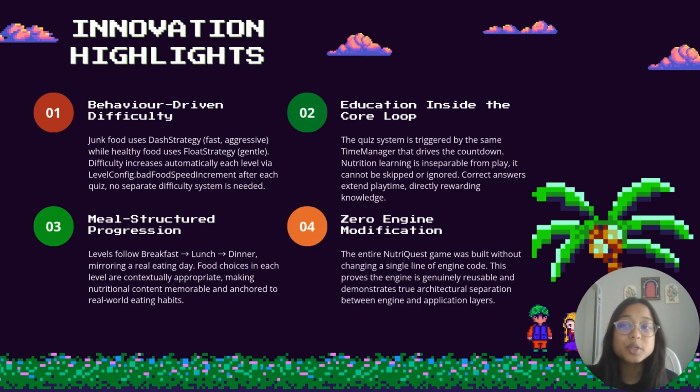Third, the game uses meal-based progression: breakfast, lunch, and dinner, which makes the content more relatable to real-life eating habits. And finally, we built all of this without modifying any engine classes. This shows a clear separation between engine and game, and demonstrates that our architecture is reusable. Overall, these ideas have come together to create a game that's both interactive and meaningful.